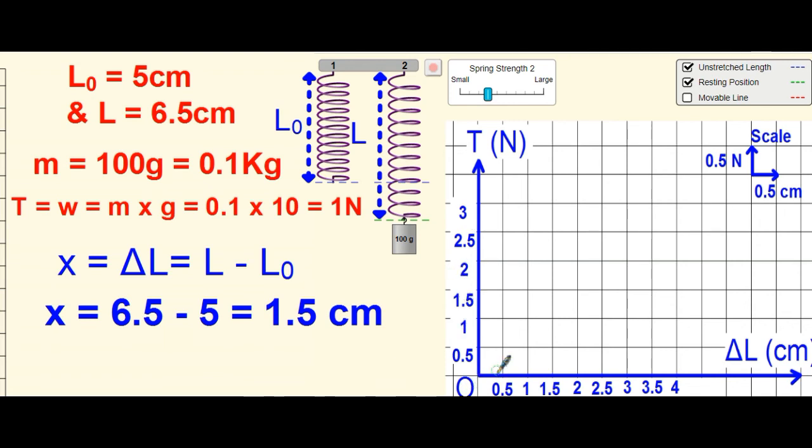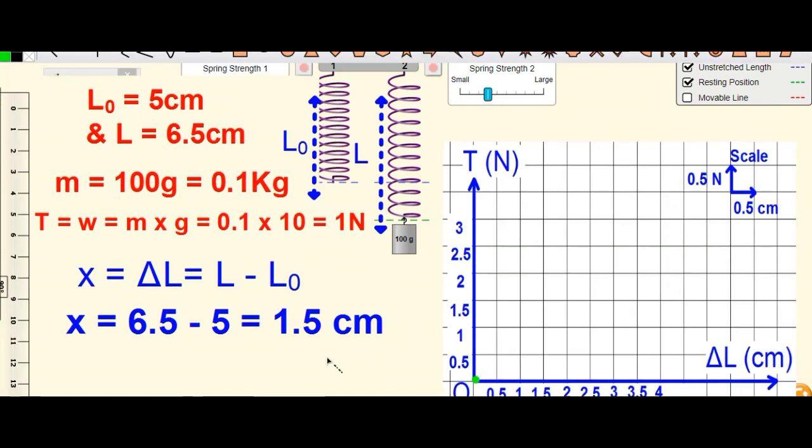So the first point, when the spring is free, the mass is 0. So the tension is 0. No force is applied on the free spring. The elongation was 0. So the first point I can mark on the graph is 0, 0.